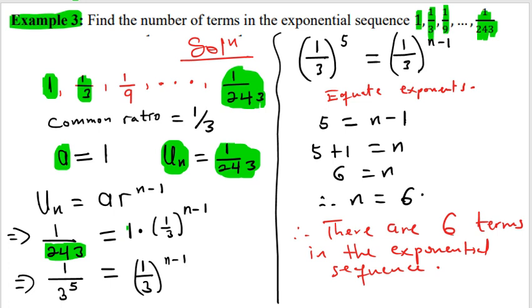Then 1 on 3 to the 5 can be written as 1 on 3 all to the power 5. Then should be equal to 1 on 3 exponent n minus 1. Since the bases are the same, we can cancel that and equate the exponents. So we say that 5 is equal to n minus 1. And by simplifying, we will have n to be 6. Therefore, the number of terms is 6. Or there are 6 terms in the exponential sequence.